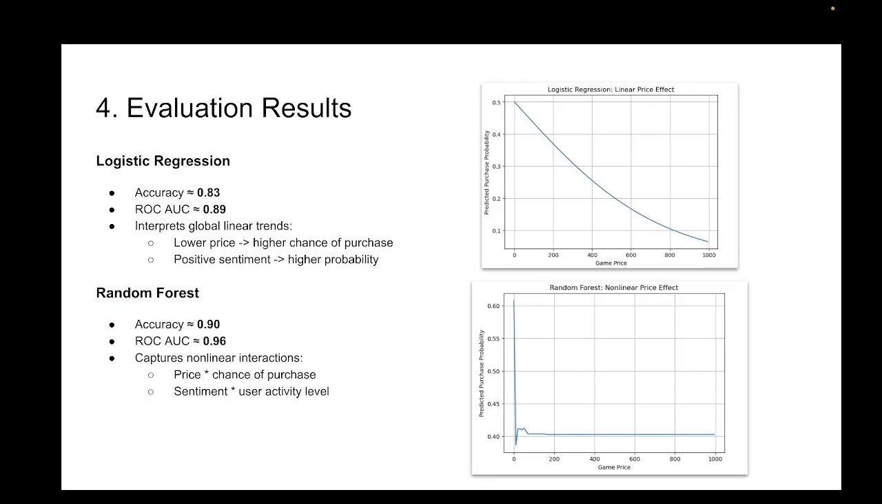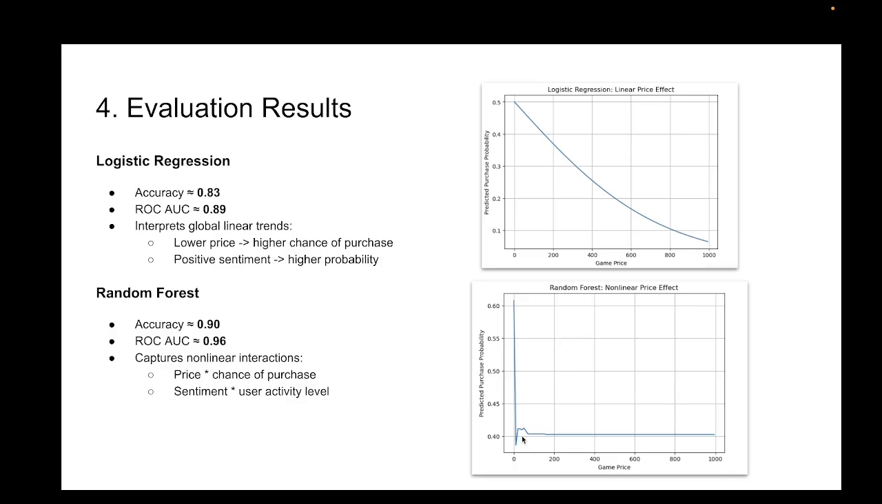Next we evaluate our results. The baseline accuracy is 0.83, and our logistic regression ROC-AUC score is 0.89. You can see that it is simply saying that if the price is lower, the user will tend to purchase it. And for the random forest, we have 0.9 for accuracy, and the ROC-AUC score is 0.96. You can see that the relationship between the price and the purchase probability is not linear.